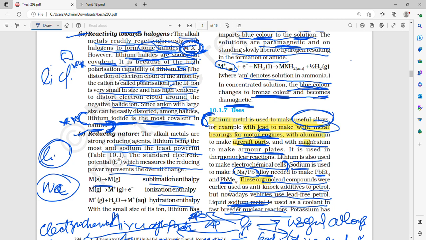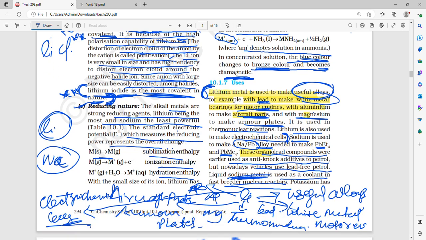The distortion of the electron cloud of the anion by the cation is called polarization. So they have very high polarizing power or polarizability, and because of this, they distort the electron cloud around the negative halide ion. And since an anion with large size can easily be distorted among halides, lithium iodide is the most covalent in nature.